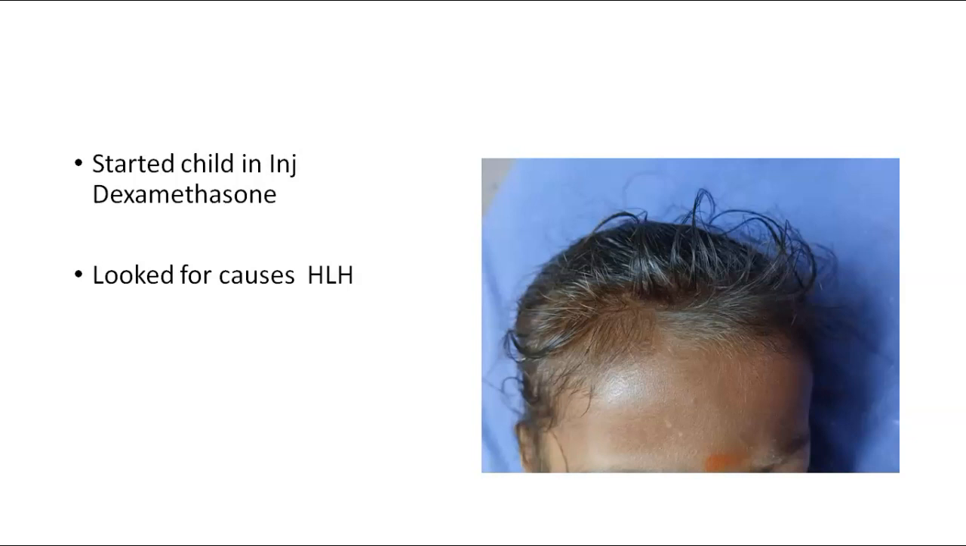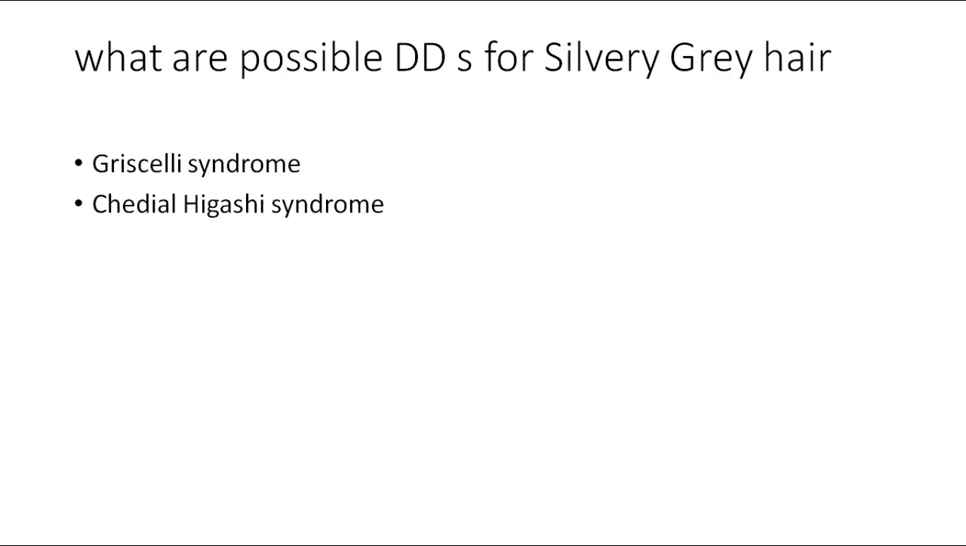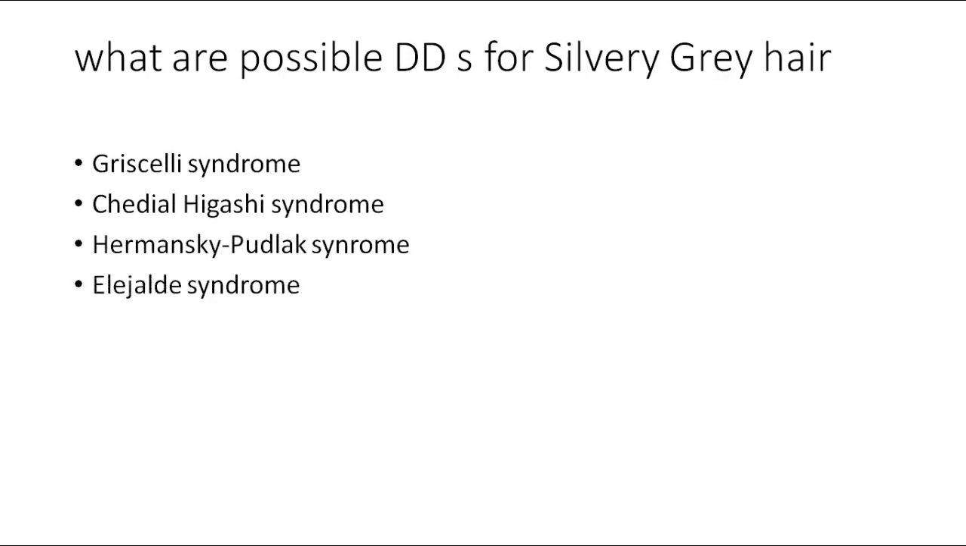Yes, silvery gray hair, which we identified initially, and we thought possibly due to malnutrition. So, what could be the causes of silvery gray hair? Any DDs? Possible causes of silvery gray hair are Griscelli syndrome, Chediak-Higashi syndrome, Hermansky-Pudlak syndrome and Ehlers-Danlos syndrome. All these syndromes are associated with primary immunodeficiency.